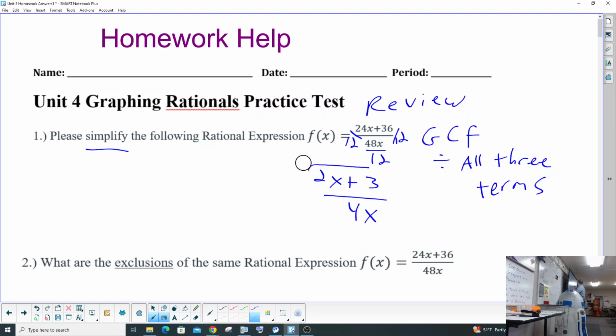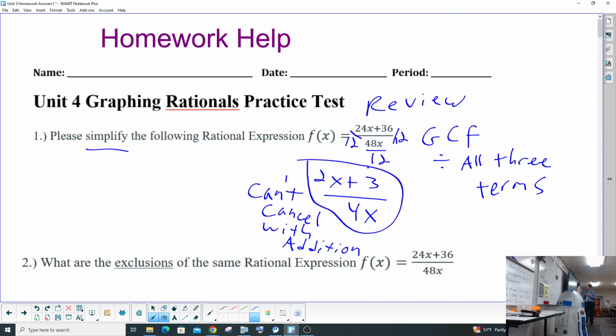But Mr. Newell, can I cancel the x's? Well, I guess you could if you wanted to kill a kitten. Wow! Every time you kill the x's, the kitten dies. Oh. So make sure that you don't do it. Yeah, so you can't cancel with addition or subtraction, right? Yeah, you can do it with multiplication, but not addition or subtraction. So that's just our answer.